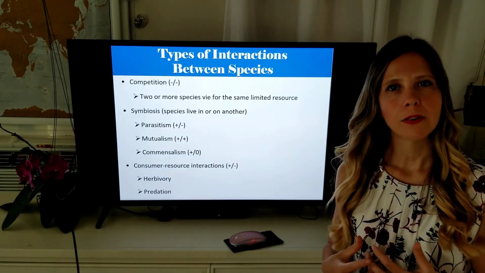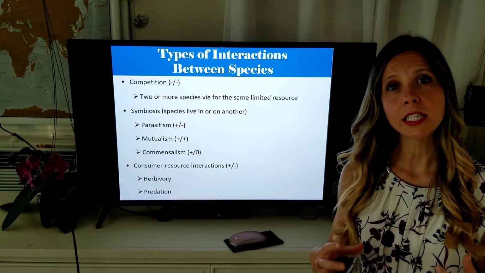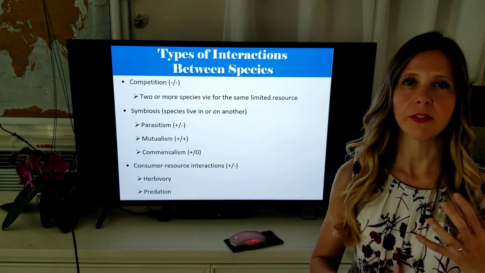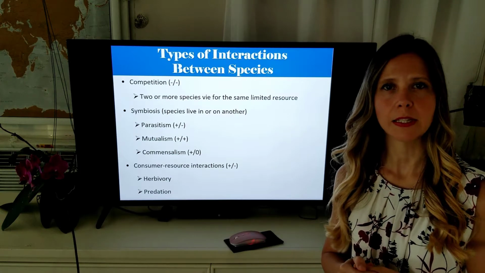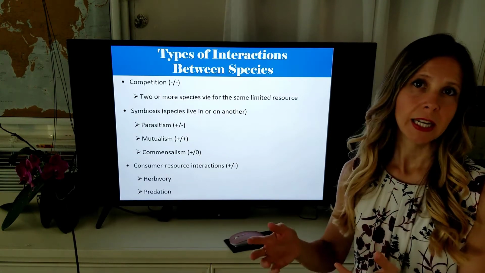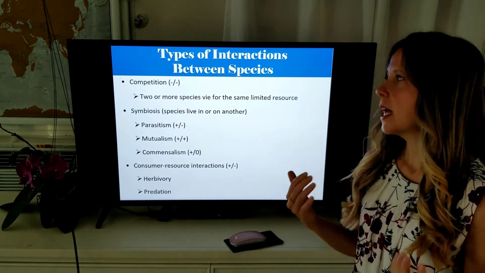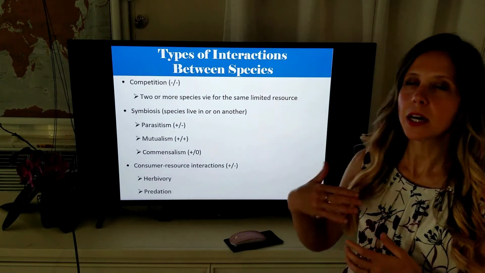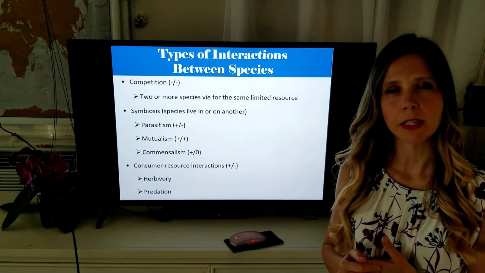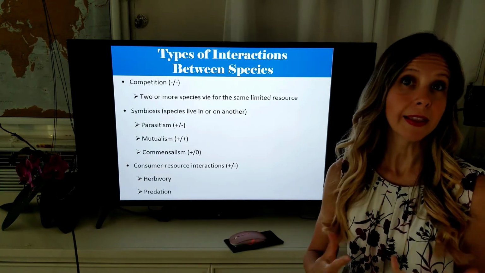When we talk about interactions between species, we characterize them based on how each species involved in this interaction is affected, whether the interaction affects them positively or negatively. Positively meaning it increases their fitness and survival rate, negatively meaning it would decrease their fitness and survival rate. So let's have a look at each of these examples. Firstly, competition. In competition, both species are going to be affected negatively because both species are trying to use a limited resource that the other one needs.